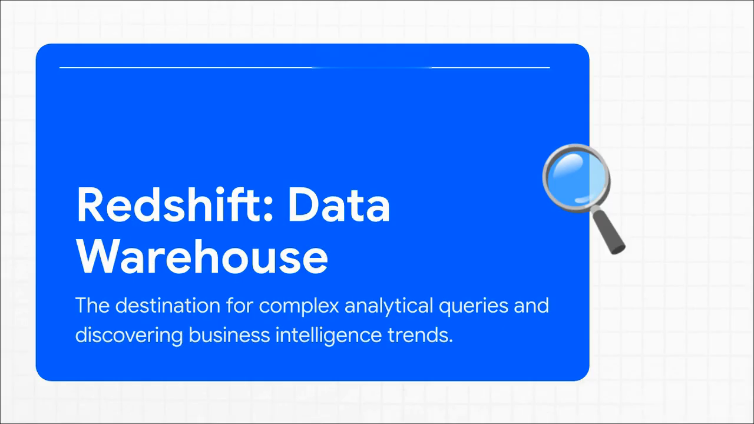Next up is Amazon Redshift, the data warehouse. So if S3 is the giant lake, Redshift is the super sophisticated water treatment and bottling plant. It's built to take in massive amounts of data and let analysts run really complex queries to find business trends and those deep hidden insights.